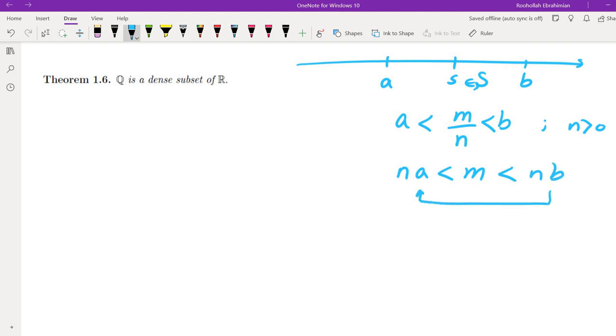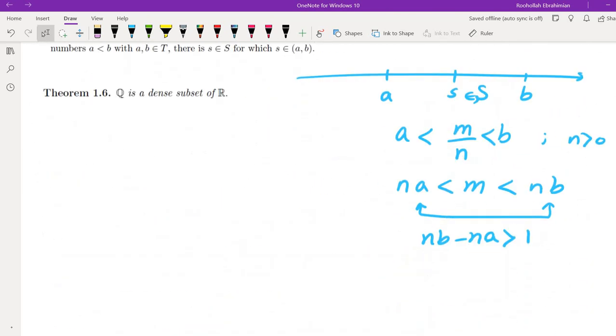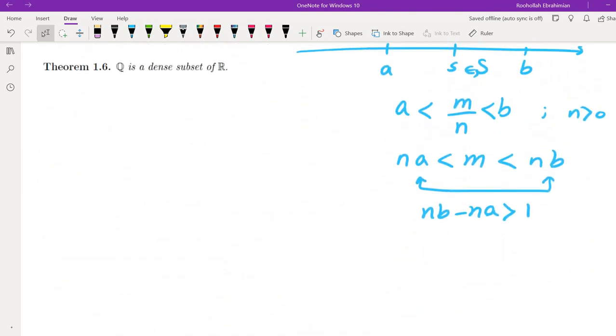Now I have this interval. Since I have this interval and I want to show there is an integer inside that interval, all I need to do is to make sure that the length of the interval is more than 1. If the length of an interval is more than 1, based on what we have shown here in theorem 1.5, you would have some integer in there. And that would basically complete the proof. And this can follow from the Archimedean property. So now we are going to write down the proof, but we're going to have to start from the bottom.